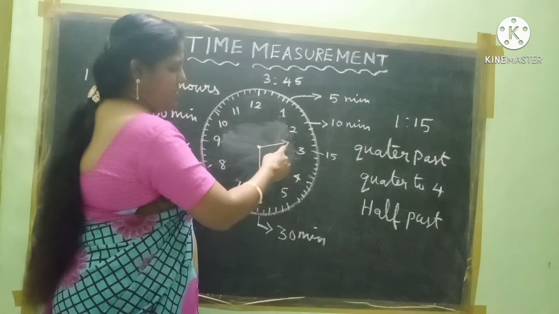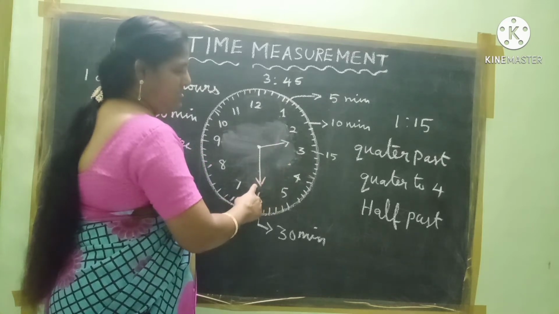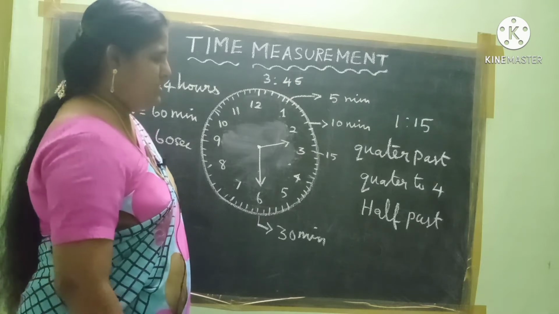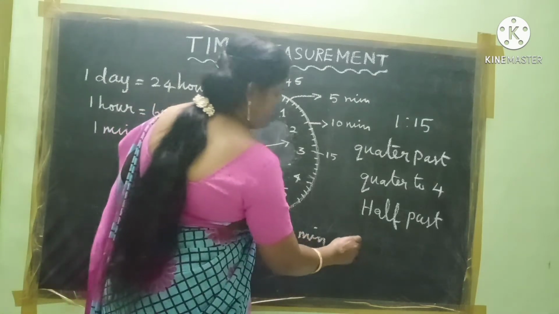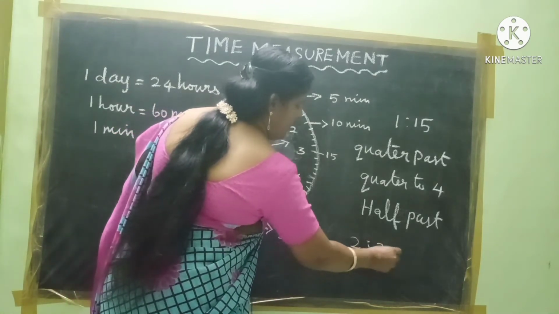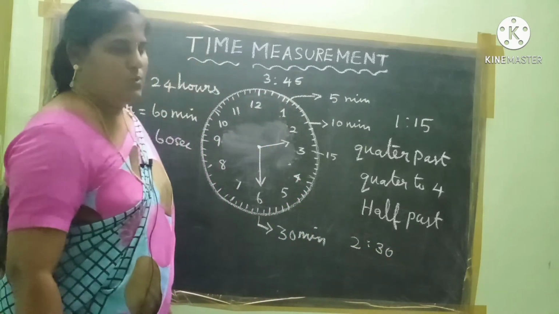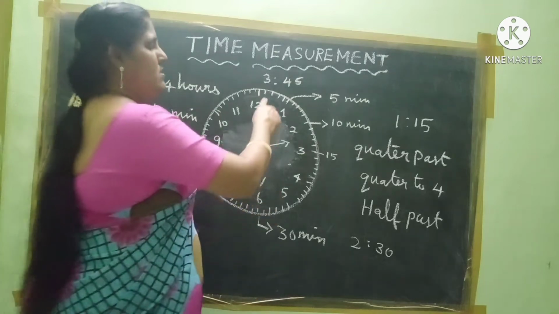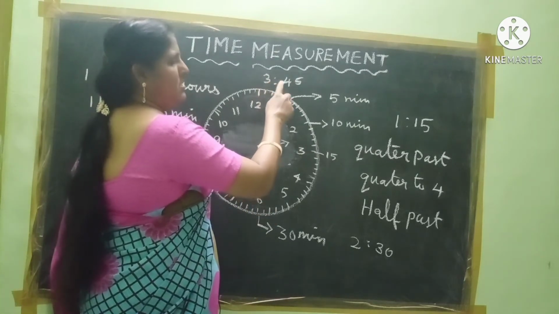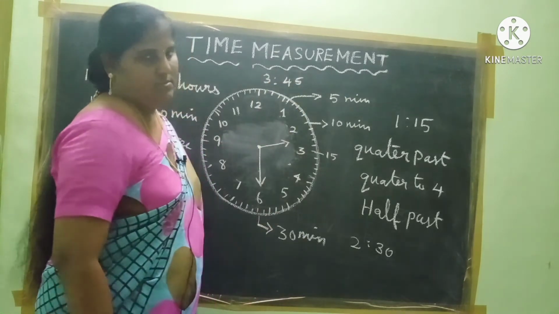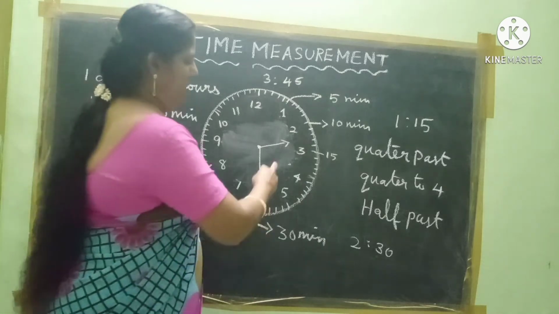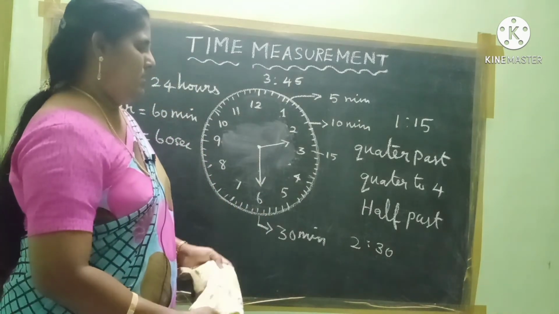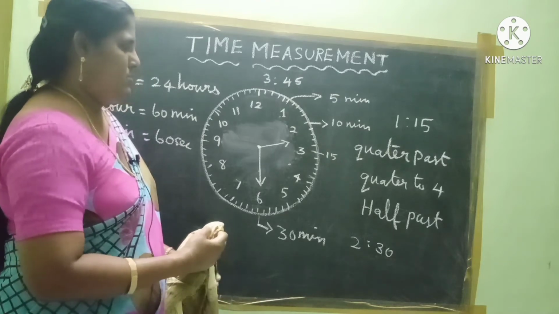So how to read the time? Half past 2. Half past 2. Half past means 2:30. What is the time? 2:30. 2:30. So half past means this only, half past.